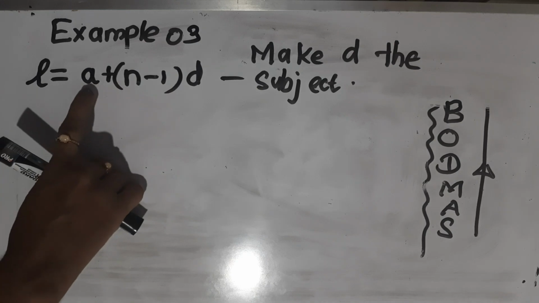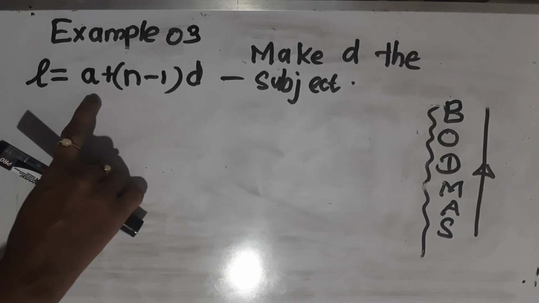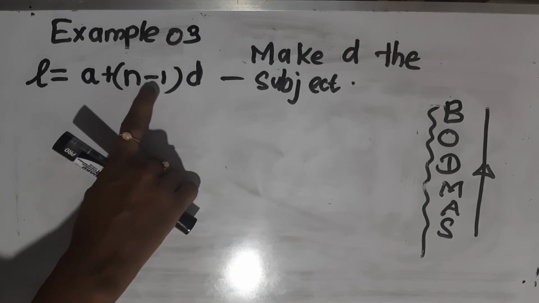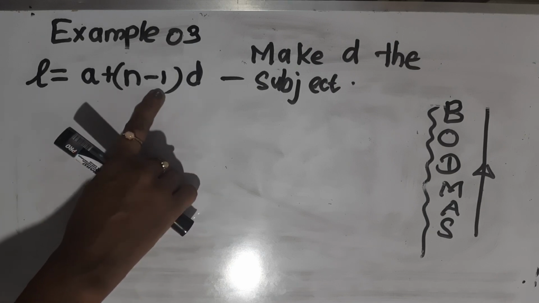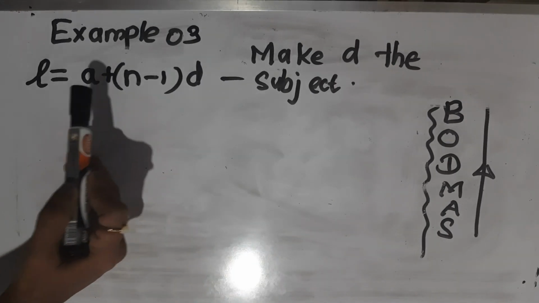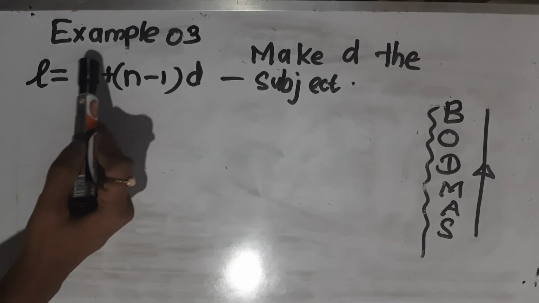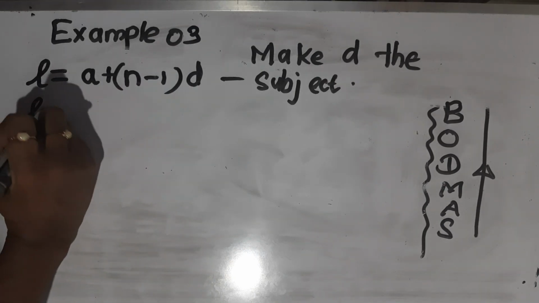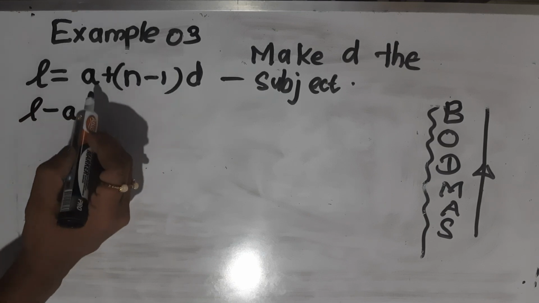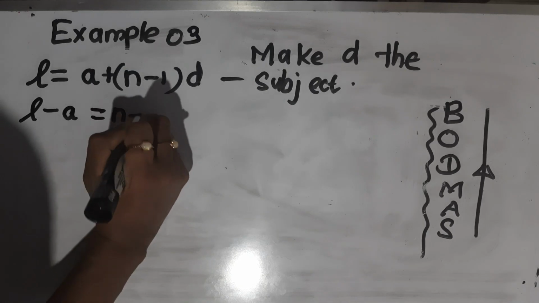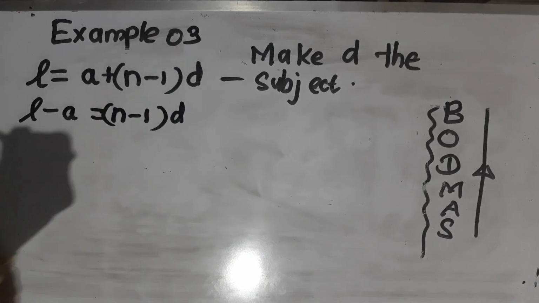So what are the terms? As an addition a and as a multiplication n minus 1. Within brackets there is a minus 1 term. So which terms should be removed first? Subtraction, addition. Addition should be removed first. So plus a should be removed. So subtracting a from both sides, then L minus a, or this a is going to the other side as minus a. L minus a is equal to n minus 1 times d.